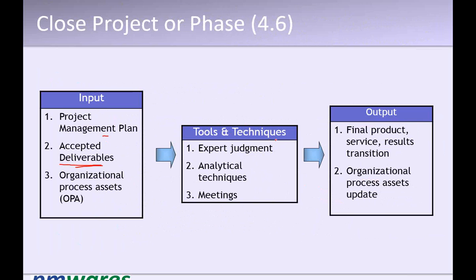So the sequence is this: first you transition the things to the next phase. That is one of the outputs. In case of a phase, transition is to the next phase. In case of a project, transition is to operations, the outcome to the operations. The second step is lessons learned. Lessons learned need not be only at the end of the project. At the end of the phase also, lessons learned should be done. And then archive the documents. In case of a phase, you may preserve the documents. In case of a project, you archive the documents so that future projects can use them. So these are the three things which we normally do.